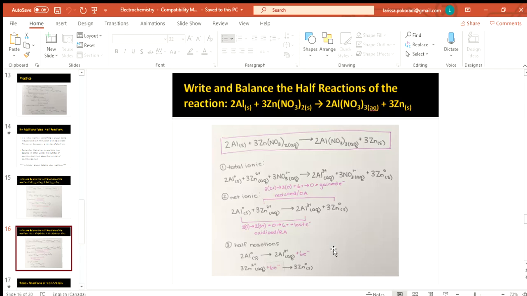If it's just easier for you to remember that reduction means you're gaining electrons and therefore it's going to be a reactant, and oxidation means you're losing your electrons, so it's going to be a product, just make sure they're opposite. And again, make sure they're the same number. So if we have 6 electrons being lost, we need to have 6 electrons being gained.